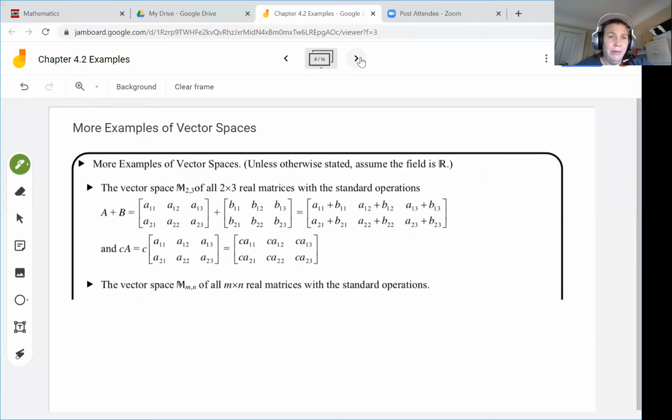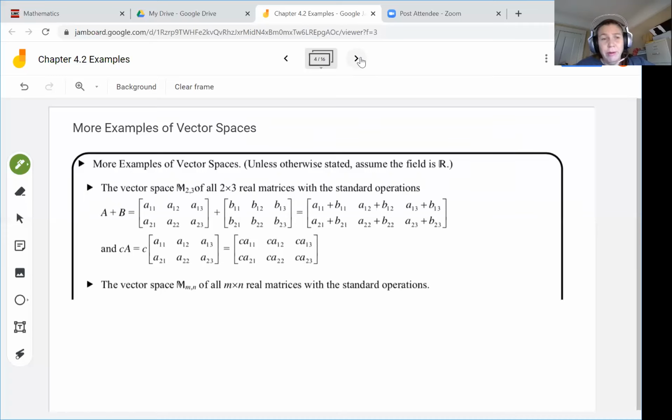Here are some more examples. The vector space M23 of all 2 by 3 real matrices with the standard operations. If we check here, A plus B, each element inside the matrix gets added component-wise. So you can see we meet the vector space properties. We know the elements in the matrices can be added in any order, so we've got our associativity property. We know the commutative property holds. We know there's an additive identity for matrices.